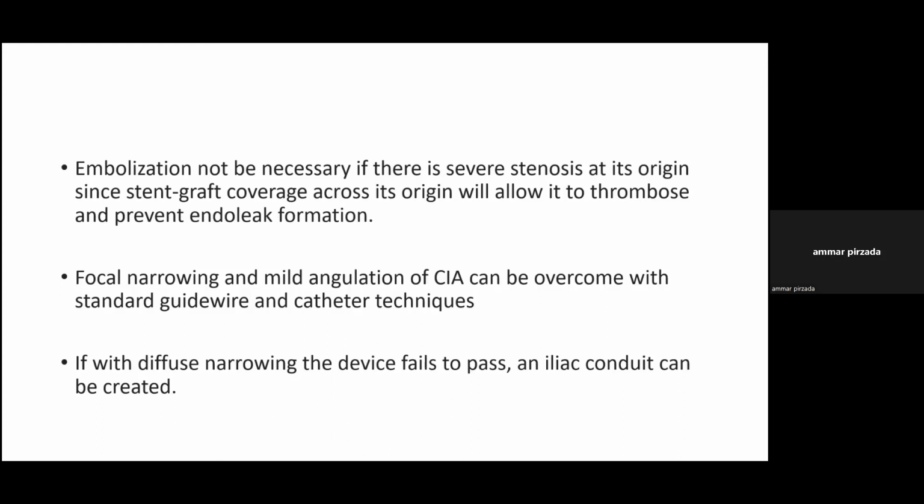This again is a separate topic in itself, but what is an iliac conduit? So here what we do is, because of the narrowing, if we are unable to pass our system and the device, a separate retroperitoneal incision can be given where a 10 mm PTFE graft or a Dacron graft, depending upon the availability of the inventory, we can anastomose it with the common iliac or if need be with the aorta, and through this we can pass our devices.